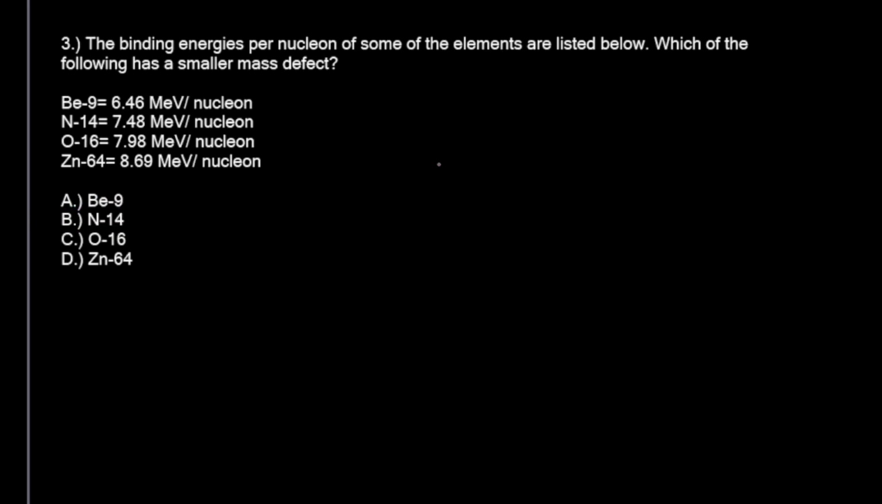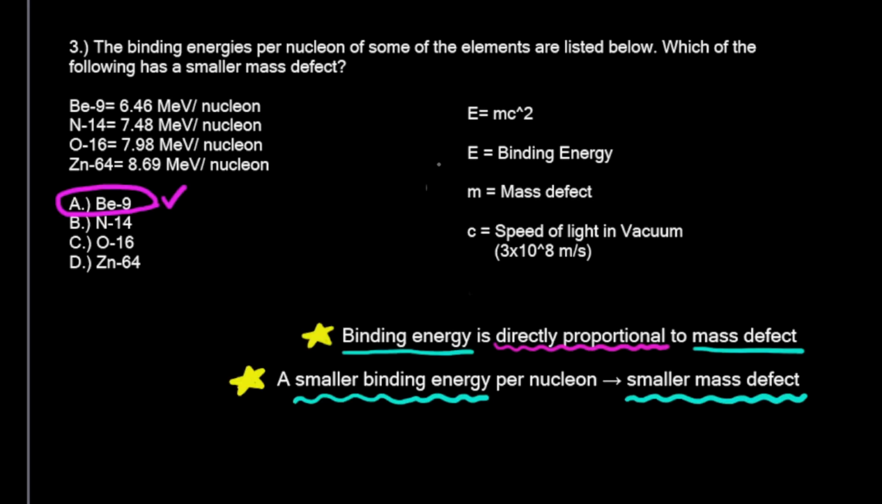Question number 3. The binding energies per nucleon of some of the elements are listed below. Which of the following has a smaller mass defect? These values are given in mega electron volts per nucleon, so the binding energy of each nucleon is given, but the question asks for the smaller mass defect. Which one do you think has the smallest mass defect? Here's the answer to this question.